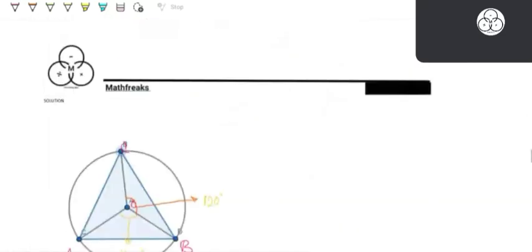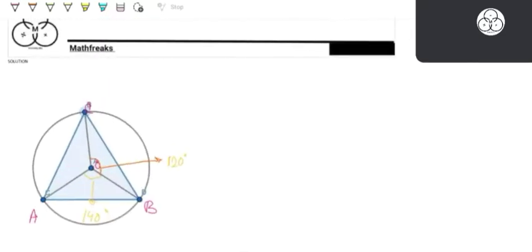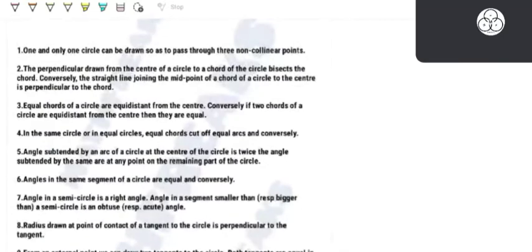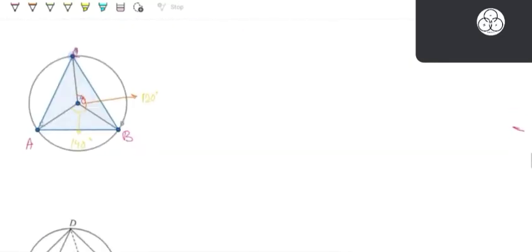Okay, very easy question. If you remember the very basic theorem, look here: the angle subtended by an arc of a circle at the center of the circle is twice the angle subtended by the same arc at any point on the remaining part of the circle. So this is the basic thing. Then only you can solve.